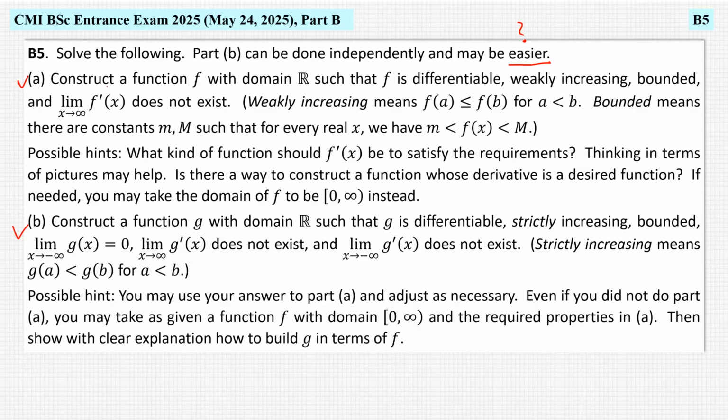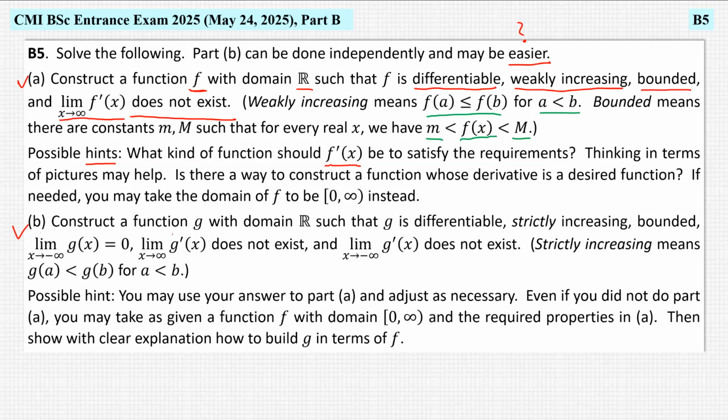For problem A, construct a function f with domain being the set of real numbers such that f is differentiable, weakly increasing, meaning that if b is greater than a, then f of b is greater than or equal to f of a, bounded, meaning that all values of function f of x are sandwiched between some two values small m and capital M, and the limit of the derivative f prime x as x approaches infinity does not exist. The hint suggests that we should consider the derivative function f prime of x first.